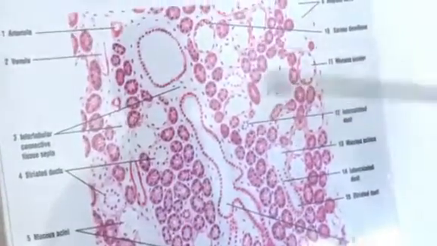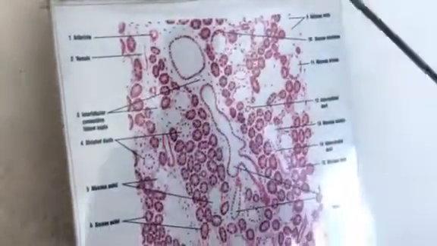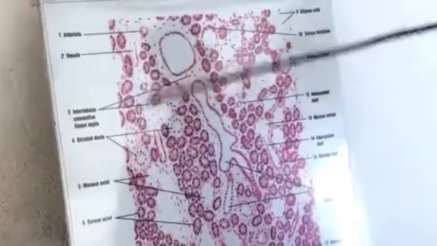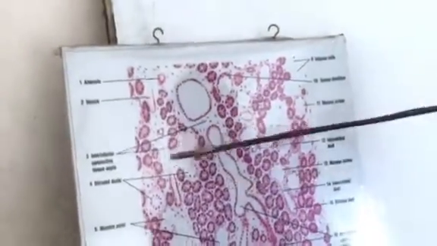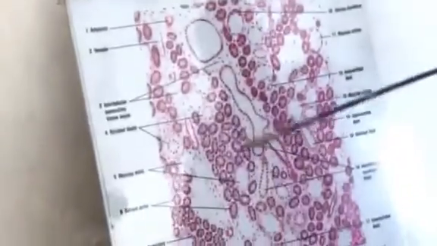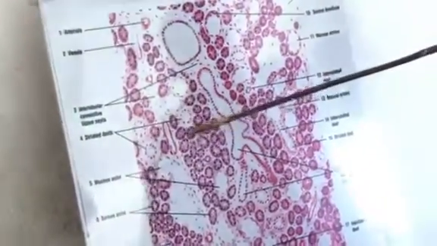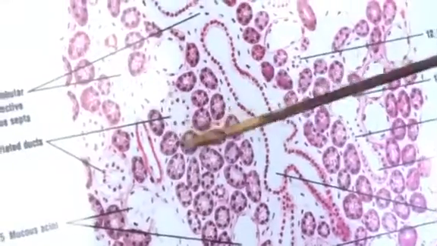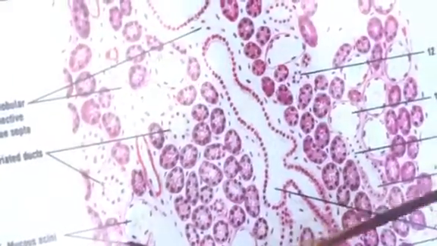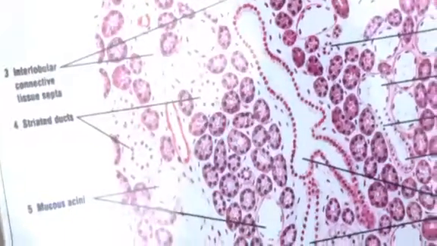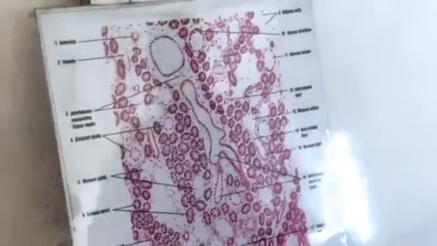These light zones are interlobular septa, and this is another interlobular septum. Between two interlobular septa, where these rounded deep color structures are present, this whole part is a lobule. This is one lobule, this is another lobule, and there are numerous lobules.